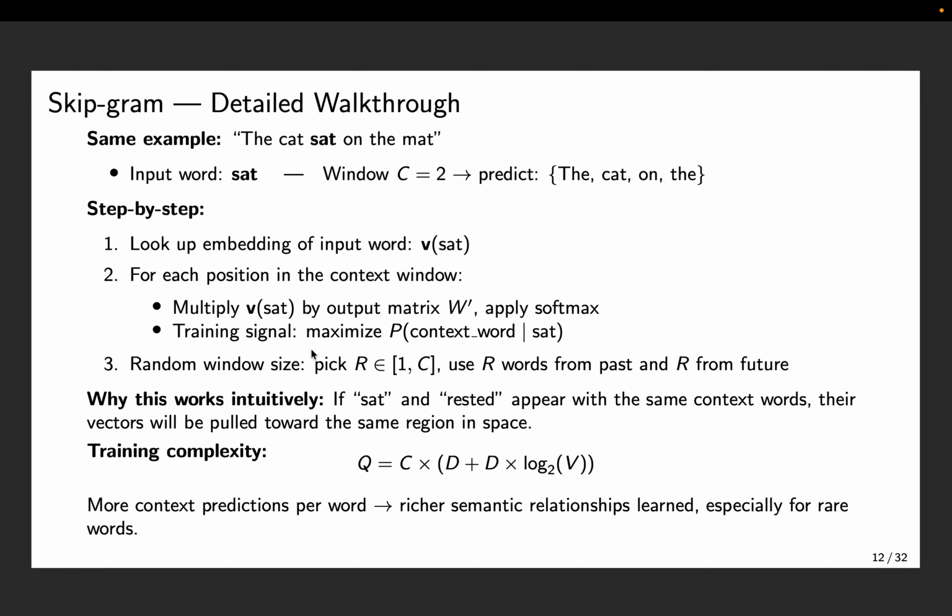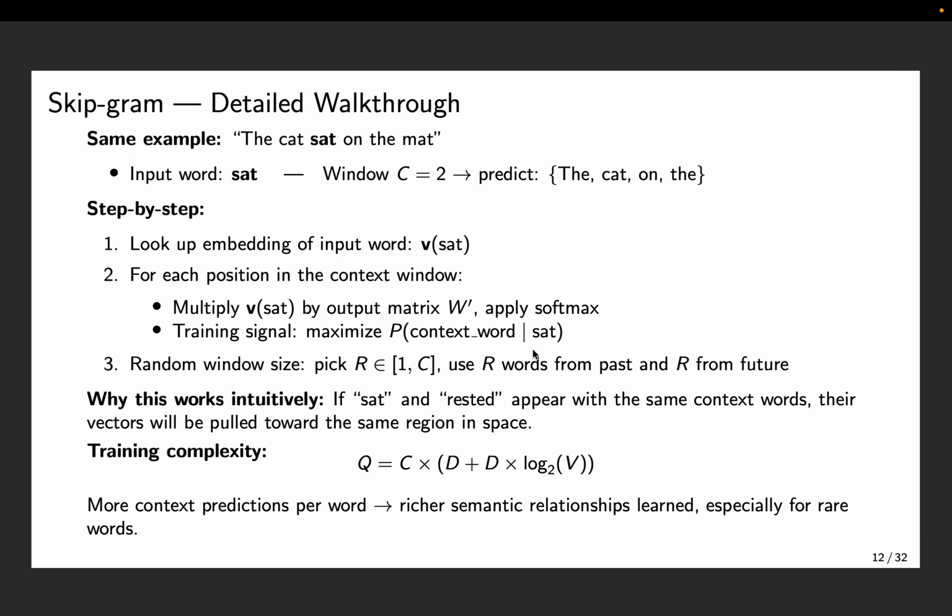And here is a subtle detail. The window size is actually randomly sampled during training. We pick R uniformly from 1 to C and use R words from before and R from after. This means closer words are sampled more often, which makes sense because closer words are usually more relevant.